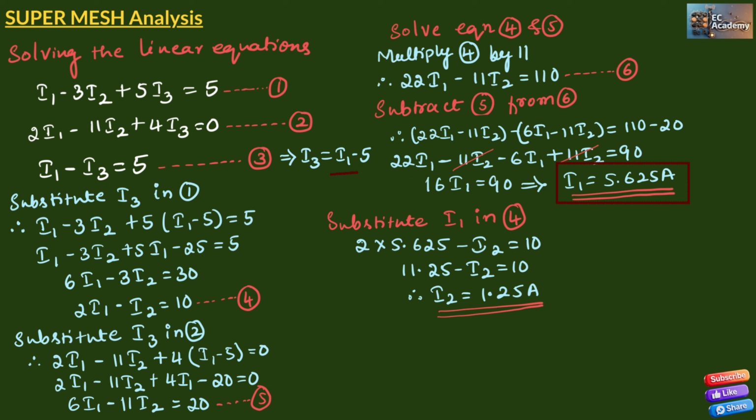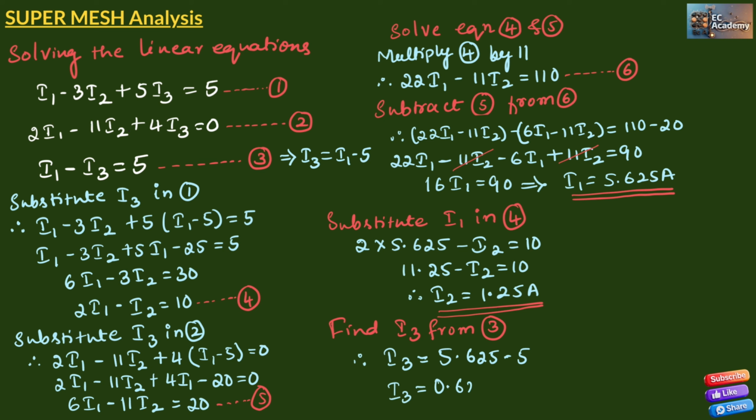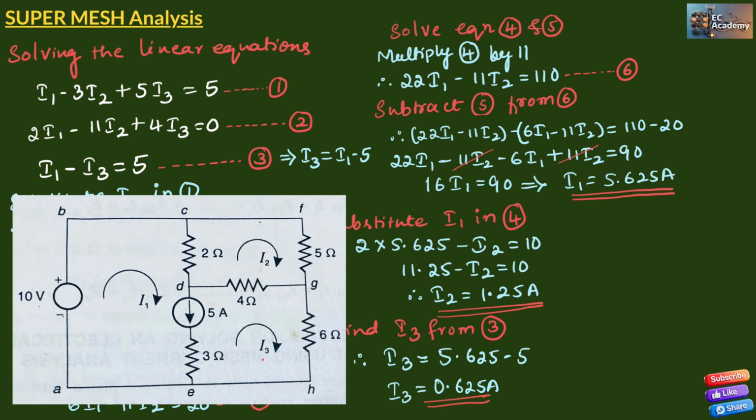Now we can find I3 using equation number 3 by substituting the value of I1. Therefore, we can find I3 from equation number 3. I3 is equal to 5.625 minus 5. So, I3 will be equal to 0.625 amperes.